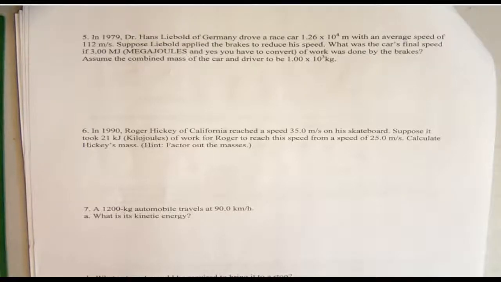So, in 1979, Dr. Hans Leibold of Germany drove a car 1.26 times 10 to the 4th meters with an average speed of 112 meters per second. Suppose Leibold applied the brakes to reduce his speed. What was the car's final speed if 3 megajoules of work was done by the brakes? Assume the combined mass of the car and the driver to be 1 times 10 to the 3 kilograms.